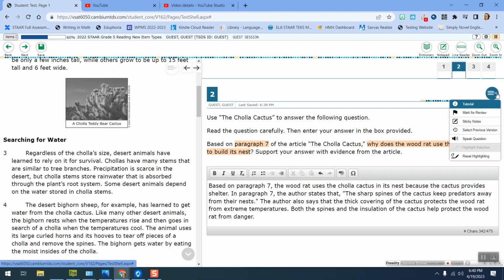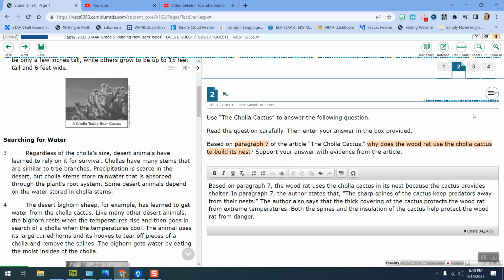Now, I'm also going to mark this question for review because anytime I write something, I know that I want to give myself a few minutes to think about what I've written and then come back and look at it again because I'll see things I didn't notice in the beginning. So I'm going to go ahead and mark this question for review because when I get to the end of the test, it's going to tell me, hey, there's a flag on question 2, go back and look at it. And that will remind me to go back and reread my answer.